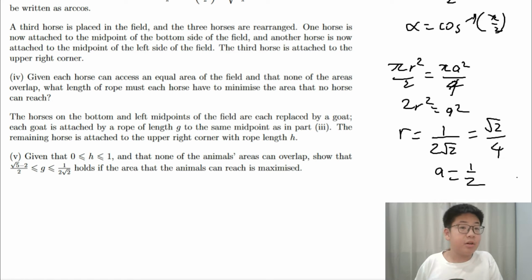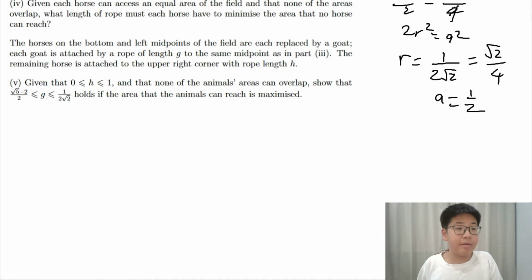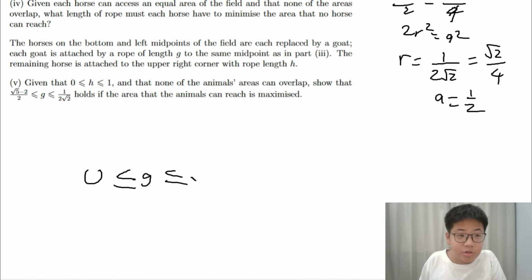So, the horses at the bottom left midpoints are each replaced by a goat. The remaining horse is attached to the upper right corner. Given that 0 is less than h is less than 1 and none of the animals can overlap, show that the area the animals can reach is maximized. So this means that 0 is less than g is less than root 2 over 4.